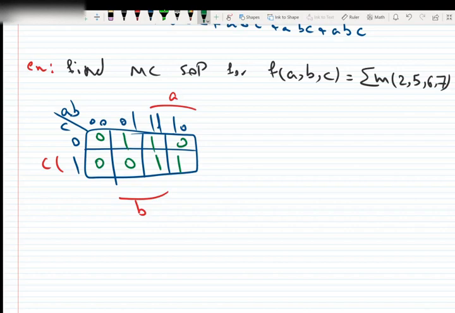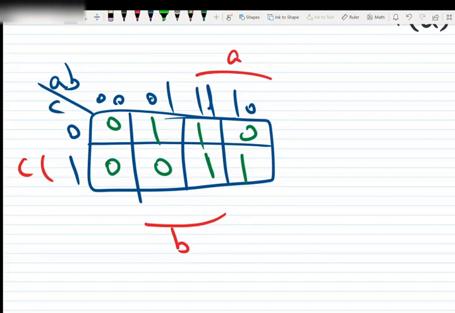So we want to find the minimum cost function for this table. The first thing, can we group all these four together? No, because the group should be in rectangular form, including the edges, not like this shape. This is not a group. So we group these two together, and we group these two together. Do we need to group these two together as well or no?